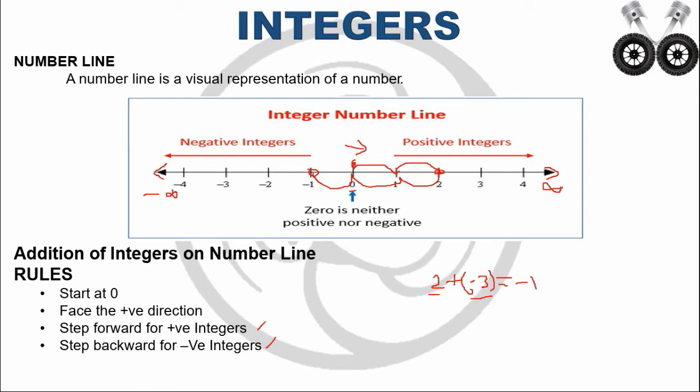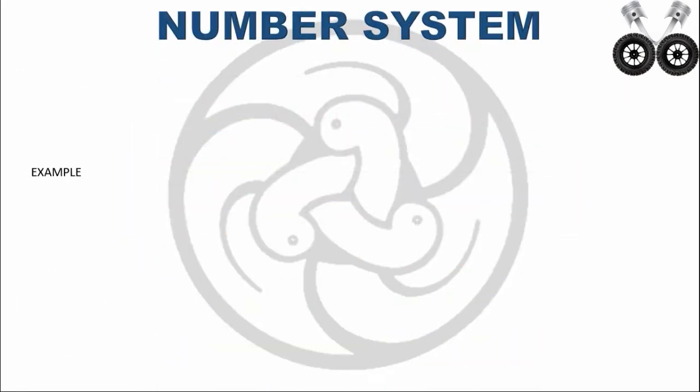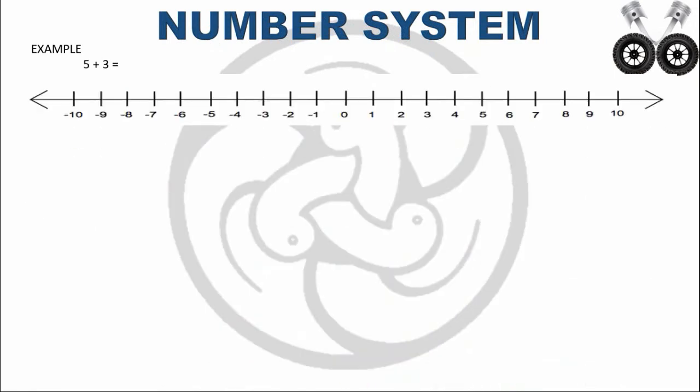Let us see more examples, and it will be very clear for you. The first example is 5 plus 3 equals. Here both integers are positive integers. Where do we have to start? We have to start at 0. What is the first integer? It is 5. How many steps do we have to move? We have to move 5 steps in the positive direction. So 1, 2, 3, 4, 5. Then we will reach the integer 5.